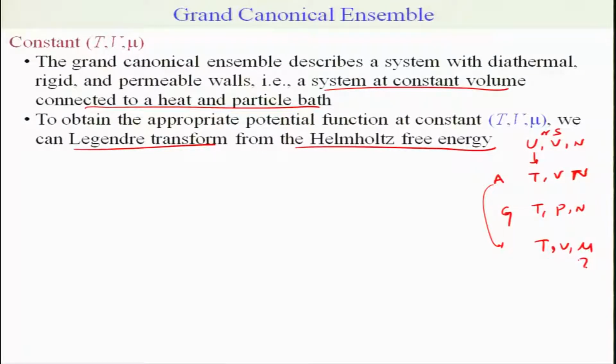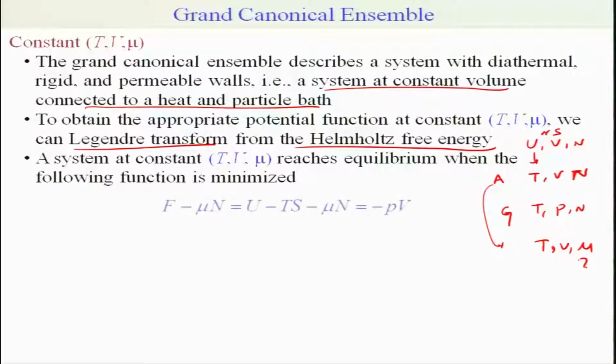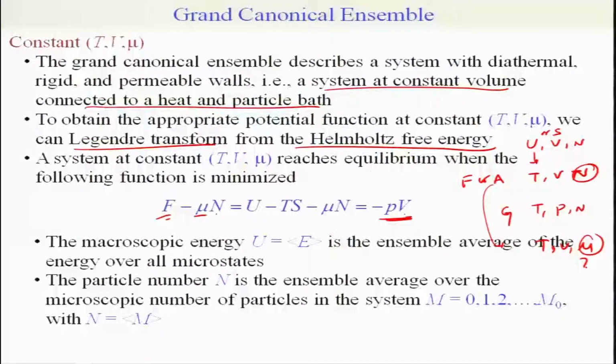So, again we use the same Legendre transformation, and this is going to be A, or sometimes we also write F. So, F is the Helmholtz free energy minus mu times N, because we are changing N to mu. So, minus mu times N, and this is the function which we are going to minimize. So, if you replace F by U minus TS, then this becomes U minus TS minus mu N, which is nothing but minus PV. Okay. So, we can try to minimize this by considering U as average E, as we know the expression, and N is of course fluctuating all the time.